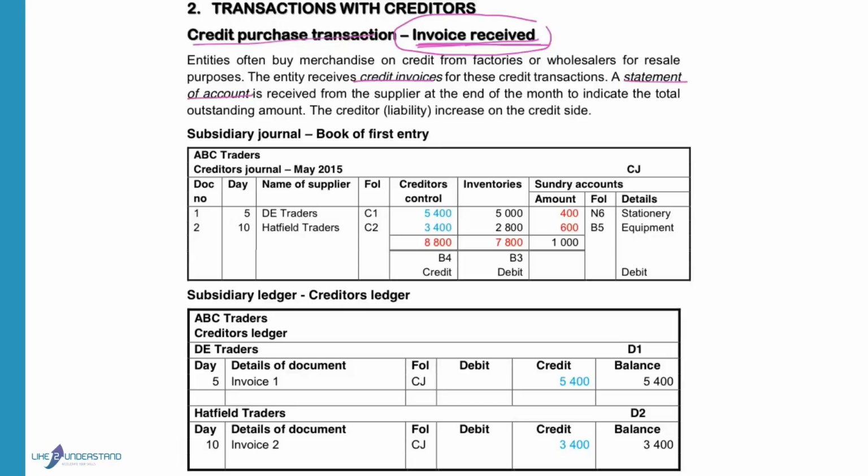The creditor that the business owes the money to is a liability, and when we buy goods, it will increase on the credit side.